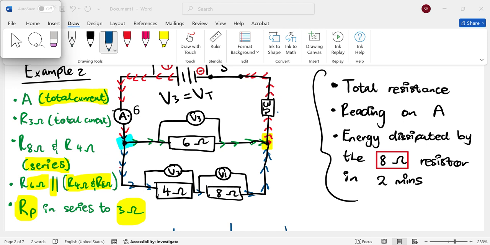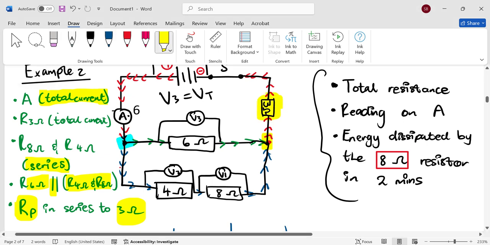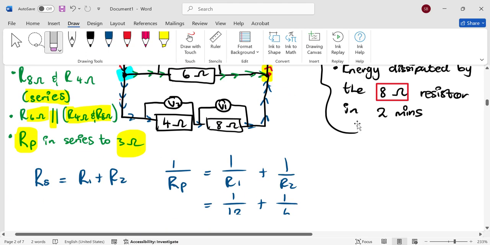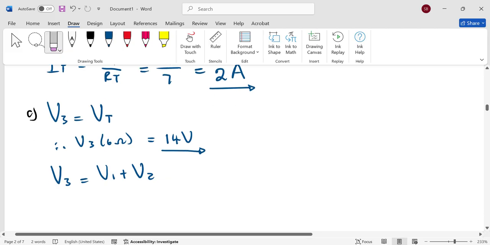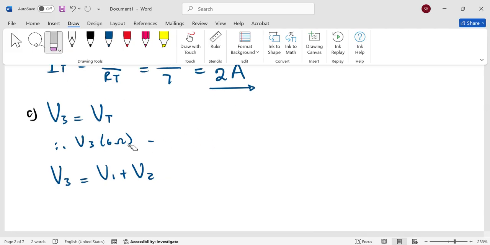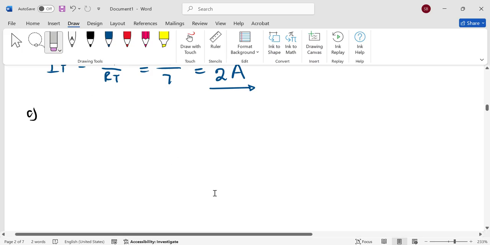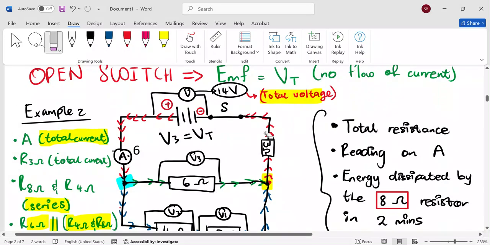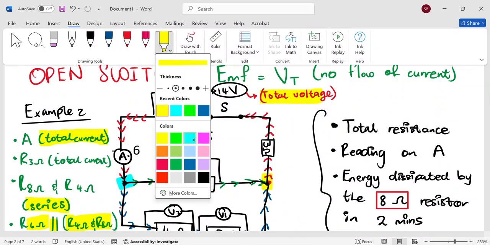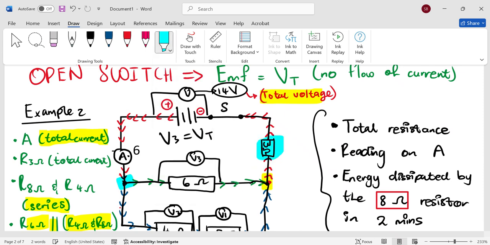As I'm looking at this question, I realized, what do you notice? I have another 3 ohm resistor here. That 3 ohm resistor, remember, is in series with the parallel division. So I actually made quite a huge blunder here, guys. I'm so sorry. V3 is not equal to V total. I made a very huge mistake here. It would have been true if and only if the 3 ohm resistor, this guy here, was not present, then we could have said that V3 equals the total voltage.